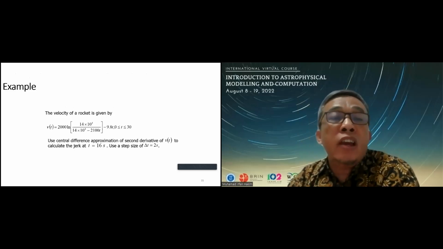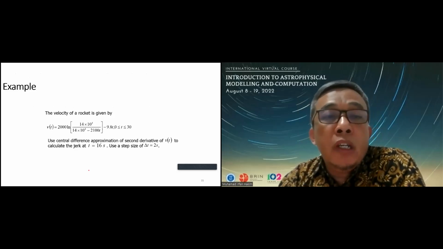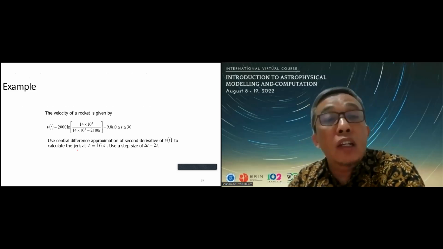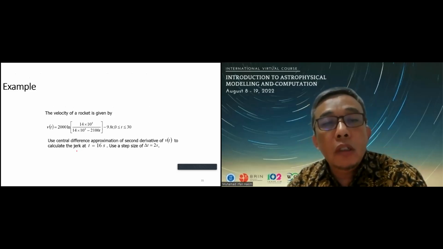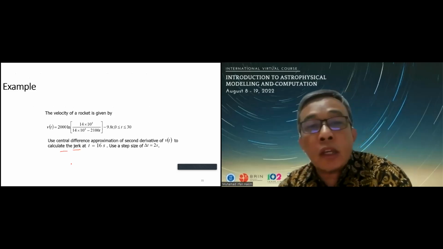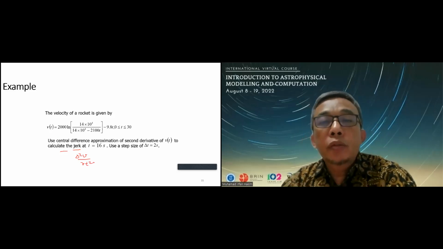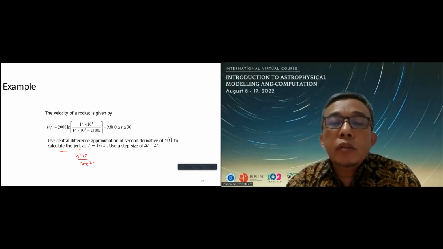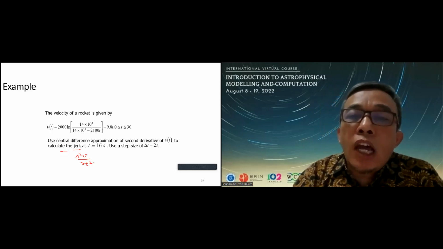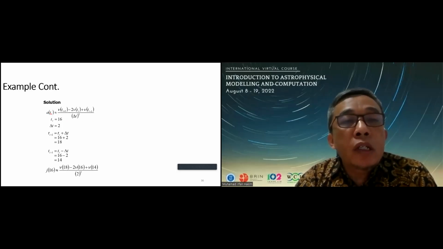Now we use the same example for another application, which is jerk or sudden movement, which is the second derivative of the velocity, with the same time step size, 2 seconds. So we calculate the acceleration here.